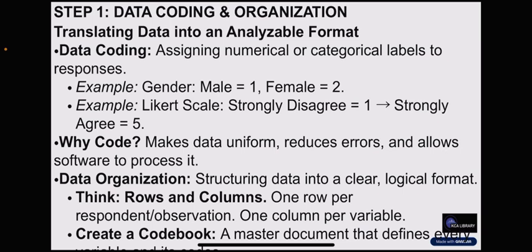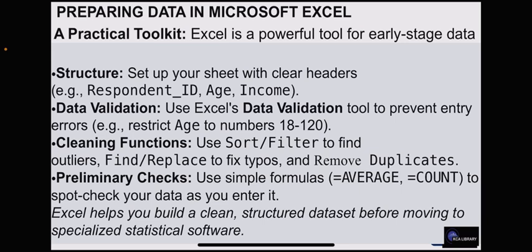Data organization has to do with structuring data into a clear logical format. To do this, you create a code book. You think rows and columns: one row per respondent or observation, one column per variable. Make sure the work is well organized in rows and columns. Creating a code book means a master document that defines everything you have to do. Now let's move to preparing data in Microsoft Excel.